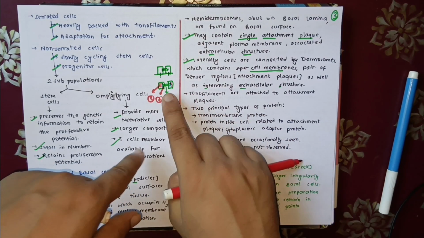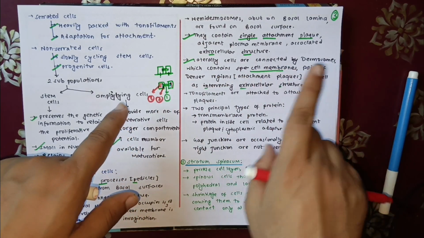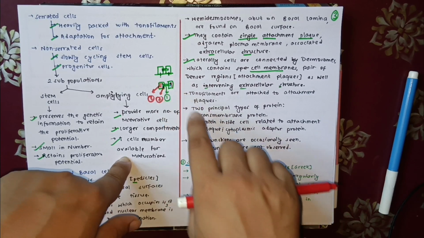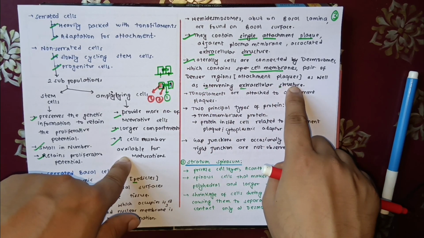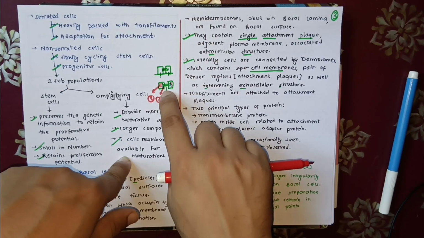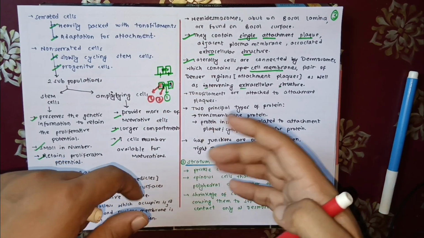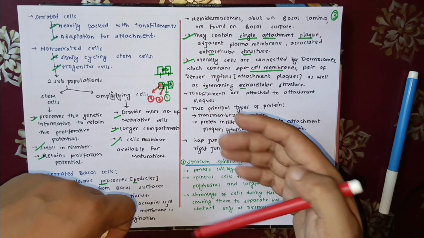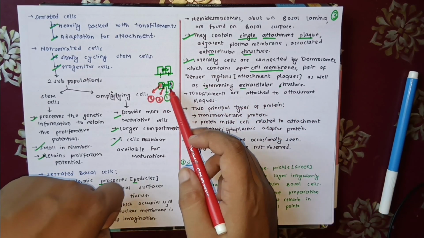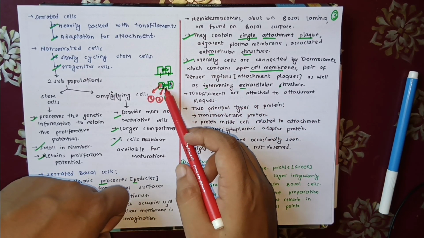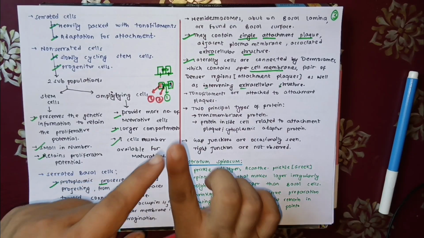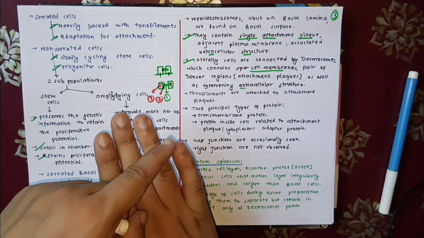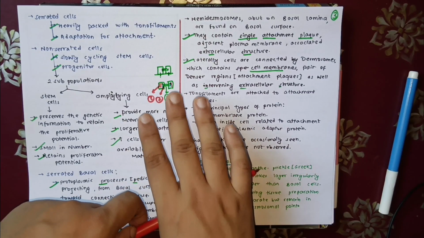This attachment protein connects the filament with the transmembrane protein, and between the transmembrane proteins there is an extracellular structure present. Extracellular structure means the structure that is present in between the cells, in this region. So just remember: transmembrane protein, attachment plaque, and the filament, with the extracellular structure intervening between the transmembrane proteins.